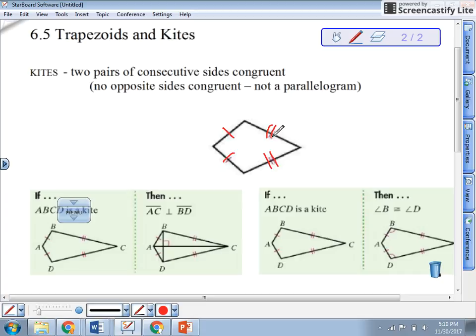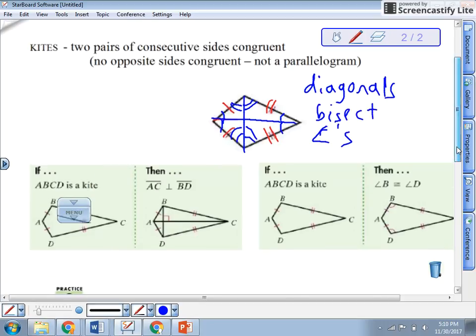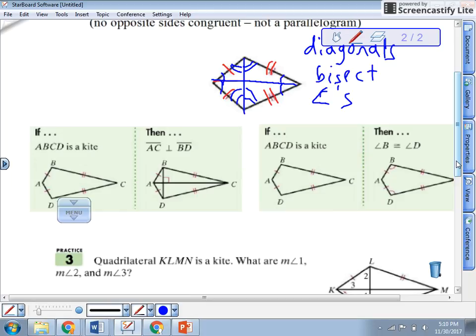So what do you need to know about a kite? Well, first thing I want to show you guys is, I'll get a new color here. I want to show you that the diagonals bisect the opposite angles. So diagonals bisect the angles. All right, that's going to be really important. Then here are two other properties. The diagonals are also perpendicular. So not only do they bisect, which they show here, they also form a 90. It's going to be key because we're going to use a lot of Pythagorean theorem.